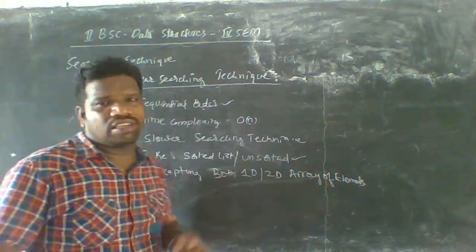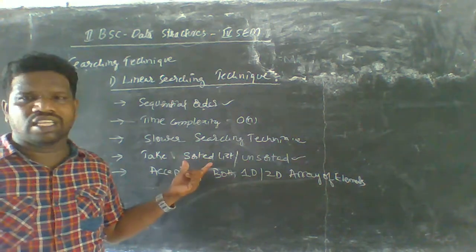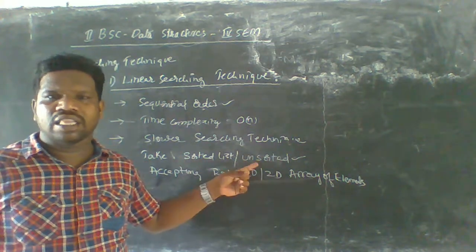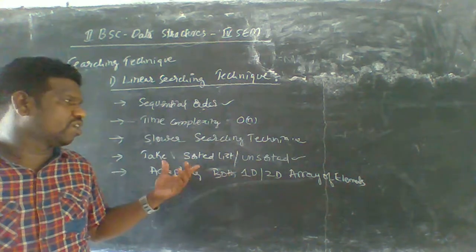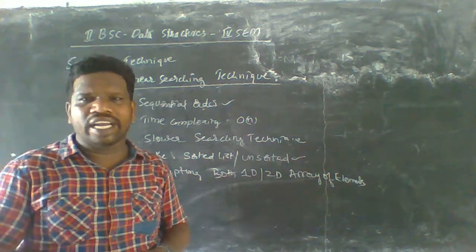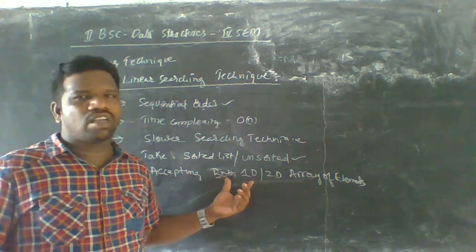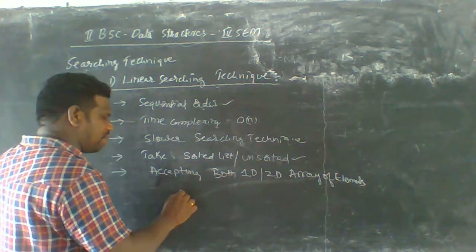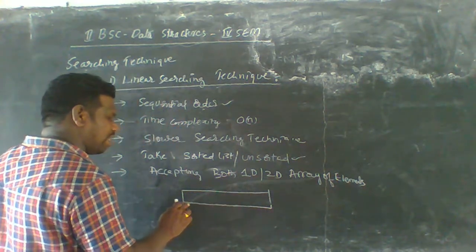Whether the given list is sorted or unsorted, whatever it may be, this is applicable to the linear searching technique. The algorithm accepts both one dimensional and two dimensional arrays of elements. Now I'm giving you an example, in which I'm taking some elements.